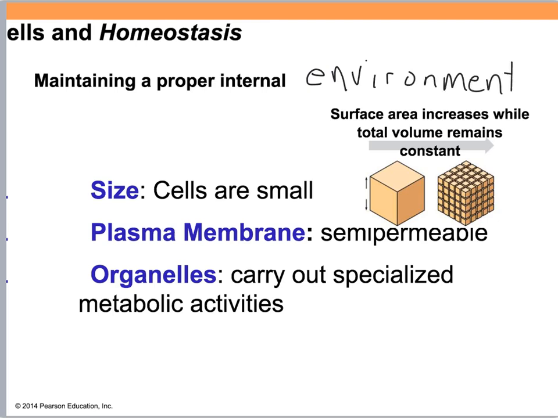Okay, so the fact that these cells have this plasma membrane that is very selective, it's semi-permeable, allows these cells to decide what can come in and out of these cells and help maintain that internal environment. The other thing cells have that allows them to do this is that they have what's called organelles.